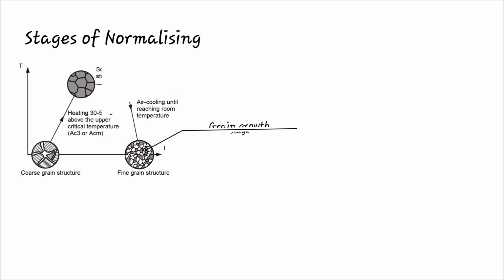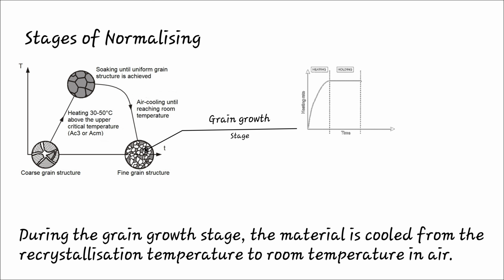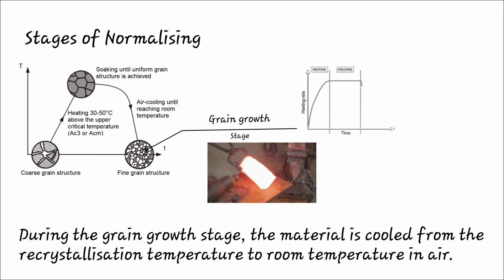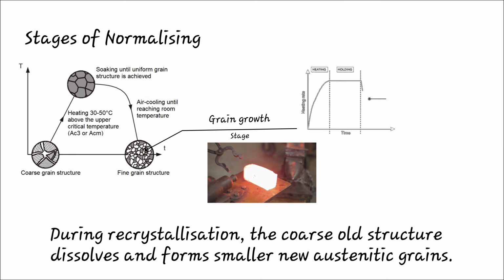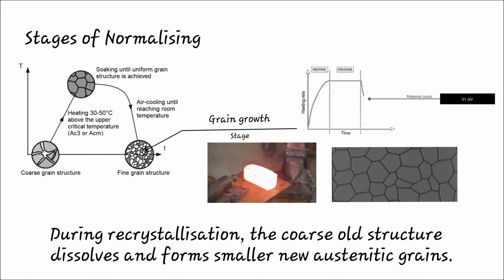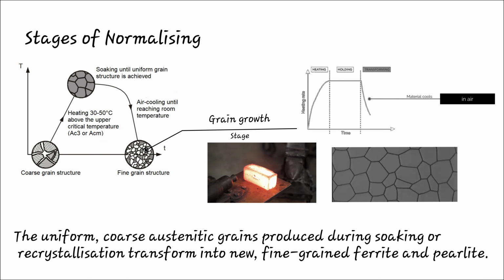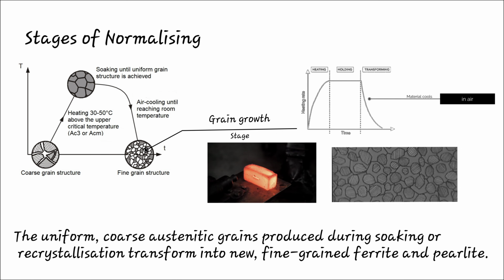Grain growth stage. During the grain growth stage, the material is cooled from the recrystallization temperature to room temperature in air. During recrystallization, the coarse old structure dissolves and forms smaller new austenitic grains. As the material cools below the transformation temperature, the uniform austenitic grains produced during soaking or recrystallization transform into new, fine-grained ferrite and pearlite.